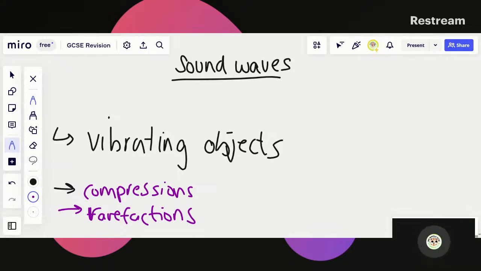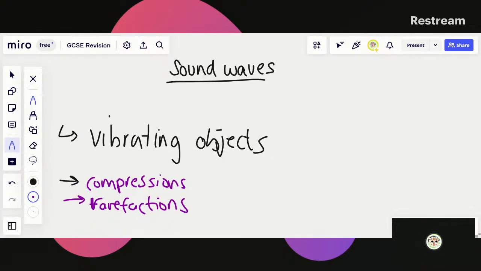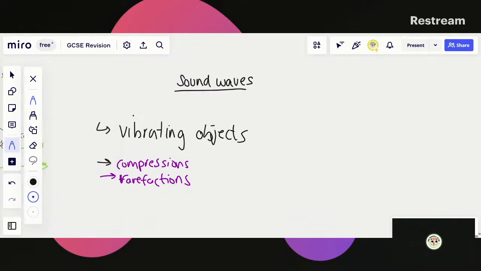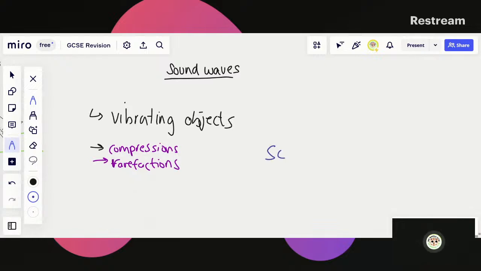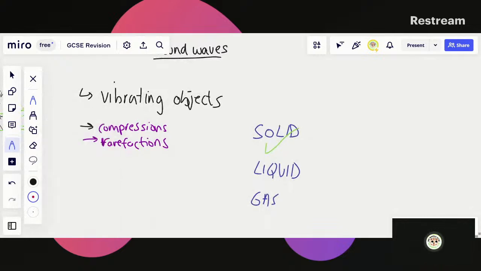So remember, sound is a type of longitudinal wave, which means that it travels parallel to the direction of the energy transfer. Now, sound waves generally travel faster in solids than in liquids, faster in liquids than in gases. So what we're saying here is that when we have our three states of matter, solid, liquid, and gas, sound travels the fastest in solids and the slowest in gases.